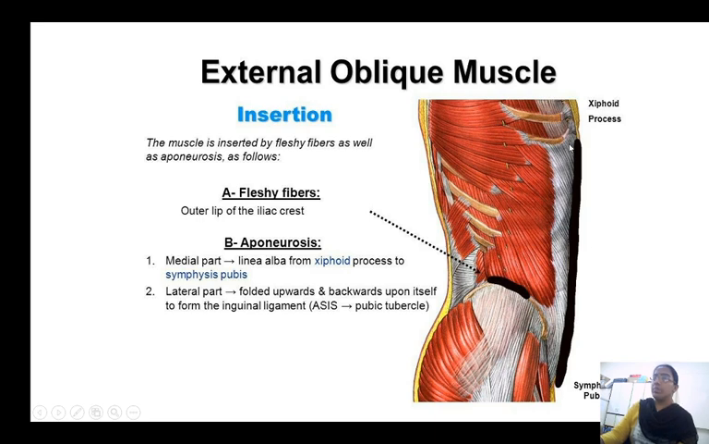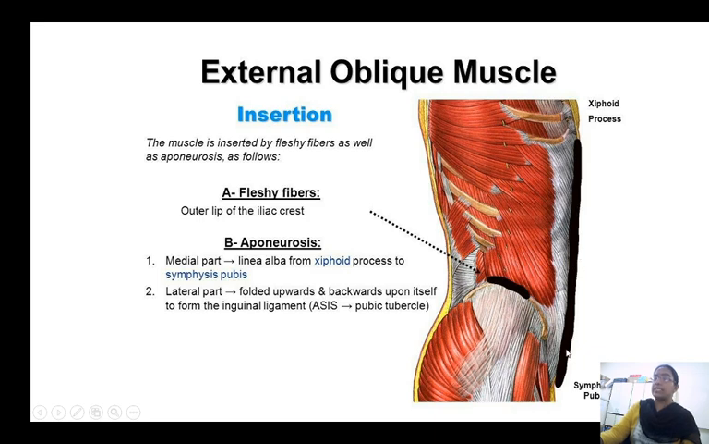So what is this linea alba? Linea alba is a white line. It is a bloodless area formed by the decussation of the fibers of either side. External oblique muscle forms an aponeurosis, and the internal oblique does the same. The fibers from the two sides come and interdigitate, or decussate, at this part and form an area which is called the linea alba.